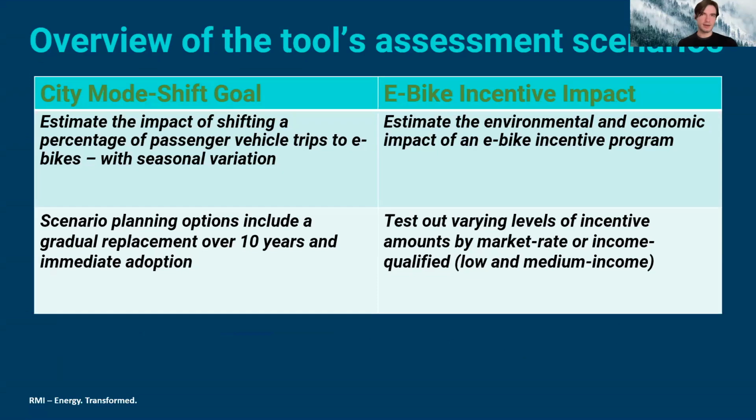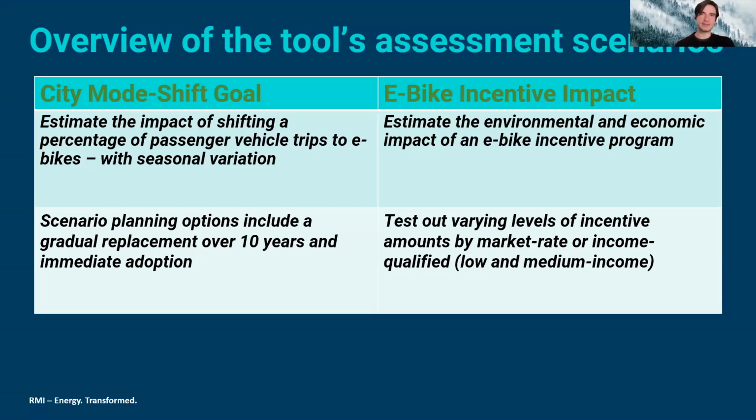So the updated calculator, as I said, provides a more refined way to assess the effects of incentive programs. Backing up, we have two kinds of scenarios: a general mode shift goal and an incentive impact scenario. In the mode shift goal scenario, you, the user, put in the percentage of car trips that become bike trips. How that happens is unspecified, but this gives you a way of quantifying what will happen if you meet a certain goal.